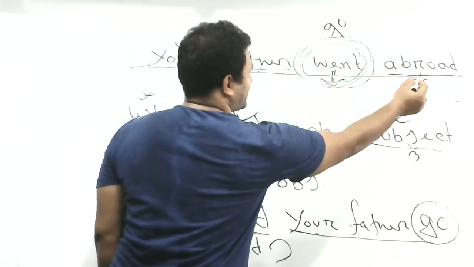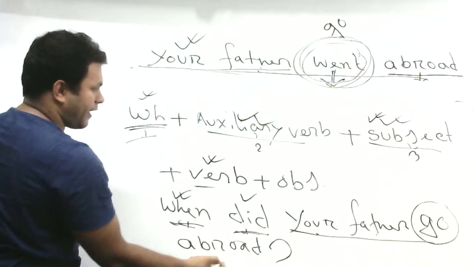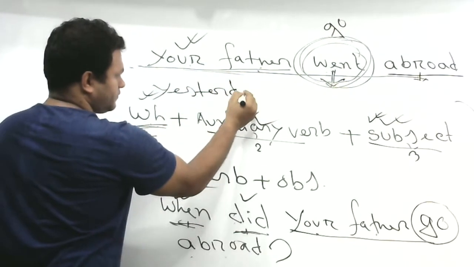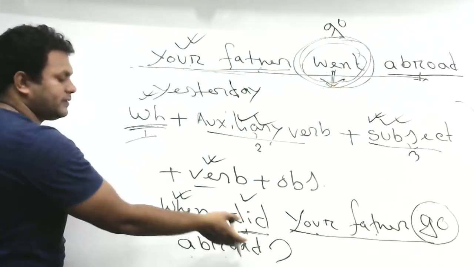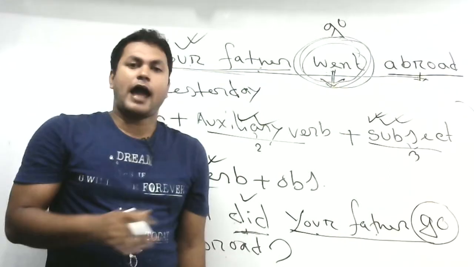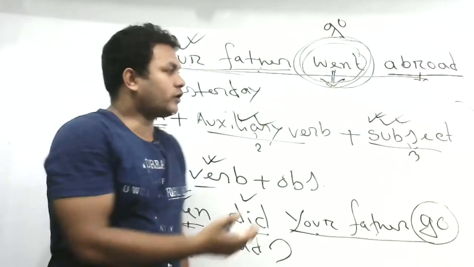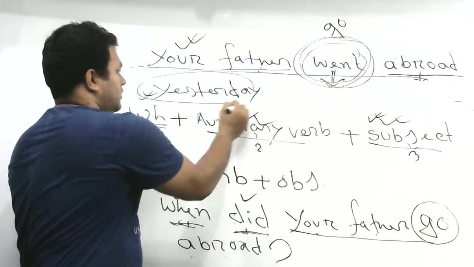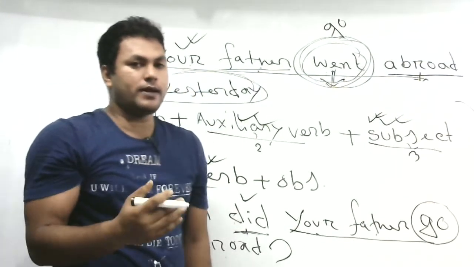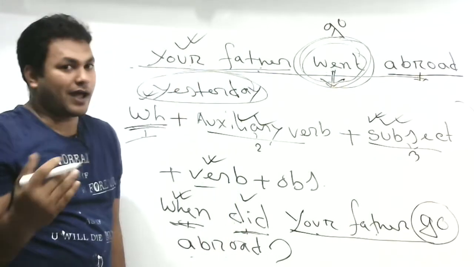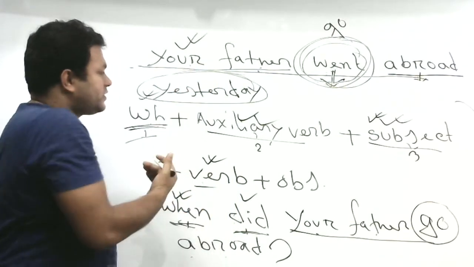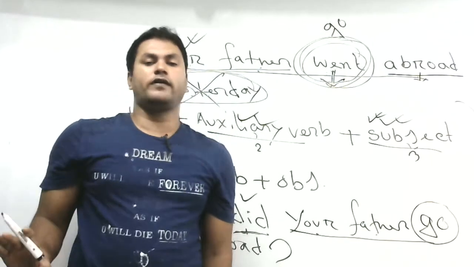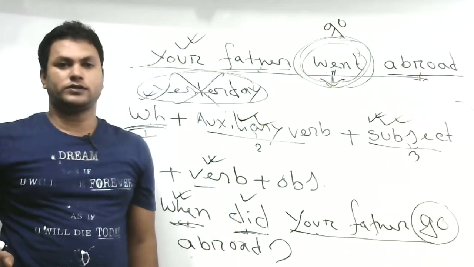Next word, object, abroad. Look at here, abroad. But yesterday, I haven't written here. For what? Because you have made the question thinking over the word. This is indicating time, and time is what is asked. That is why I have already used it here. That is why you will not use the word anymore in the sentence to make WH questions.